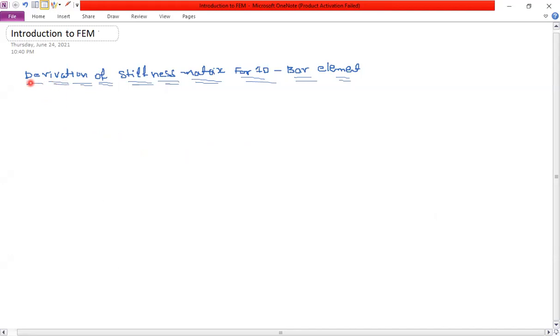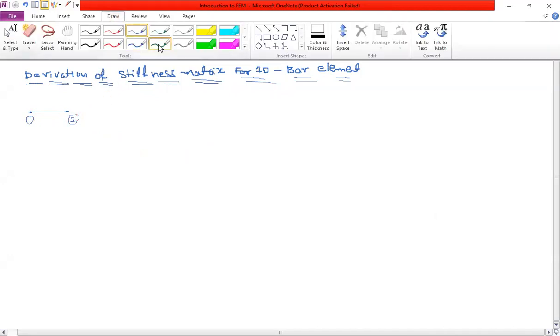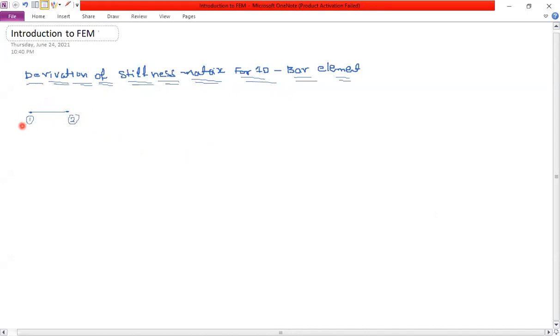So now we're going to talk about the derivation of the stiffness matrix for a one-dimensional bar element. Let us take the bar element having two node points. Let us say this is node point 1 and this is node point 2. These are the one-dimensional elements only. This is a simple generic element of a bar. It has two node points, 1 and 2.